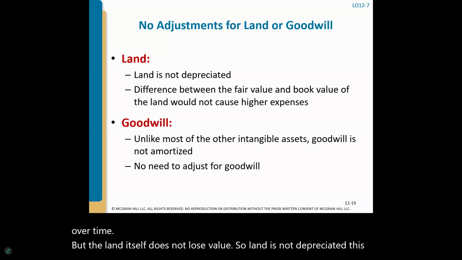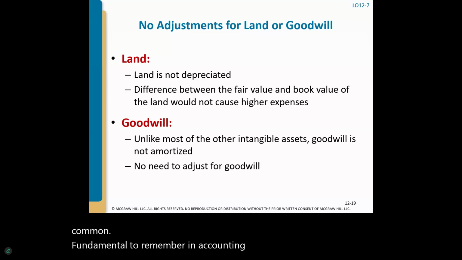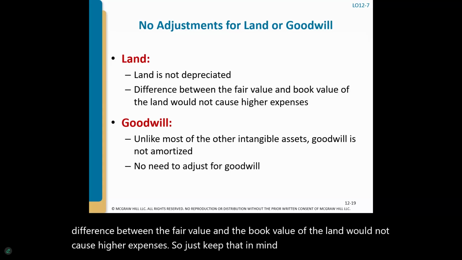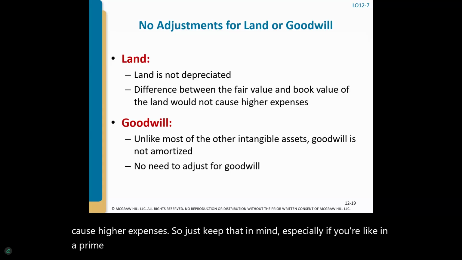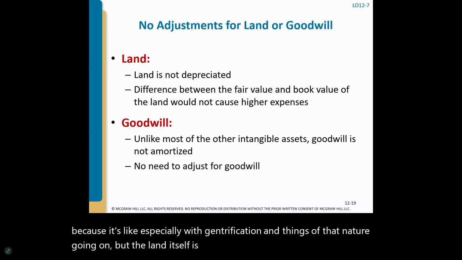This is a common fundamental to remember in accounting. Land's not depreciated, but the difference between the fair value and the book value of the land would not cause higher expenses. So just keep that in mind, especially if you're in a prime area. Yes, there might be a difference in the value of the land because of gentrification and things of that nature going on, but the land itself is not depreciated.